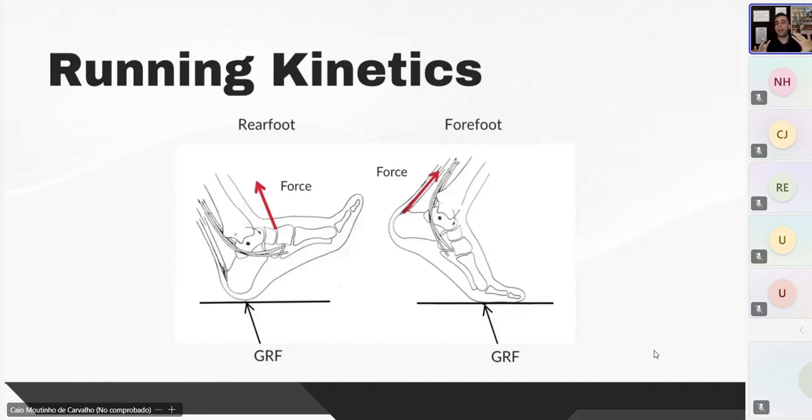So we already know that depending on the way that you run, you have different muscle activity and different muscle recruitments.